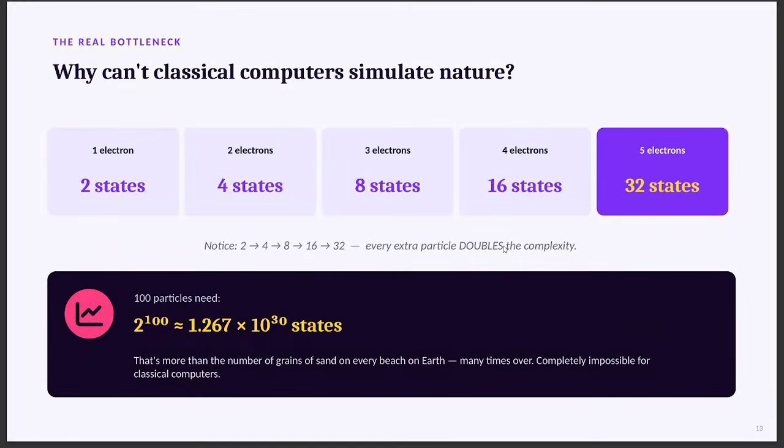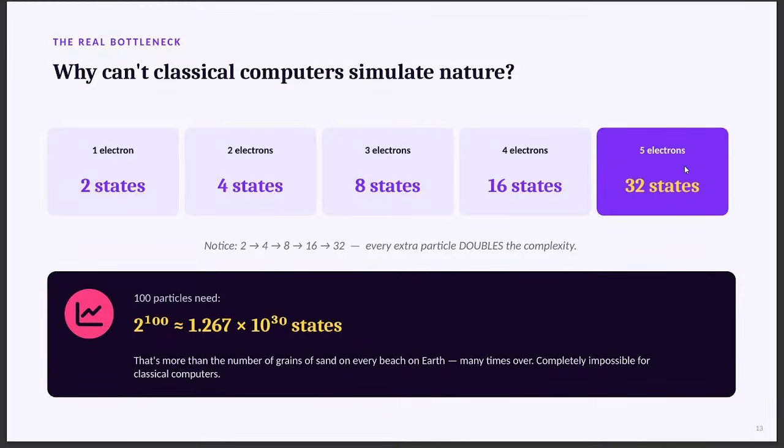Okay, now if you see here, this is one of the important slides. Now, look very carefully. Look at these numbers. First, one electron has two states: ground state and excited state. But if you go to two electrons, there are four possibilities, three electrons and eight possibilities, and 4 electrons and 16 possibilities. If it is 5 electrons, it will have 32 states.